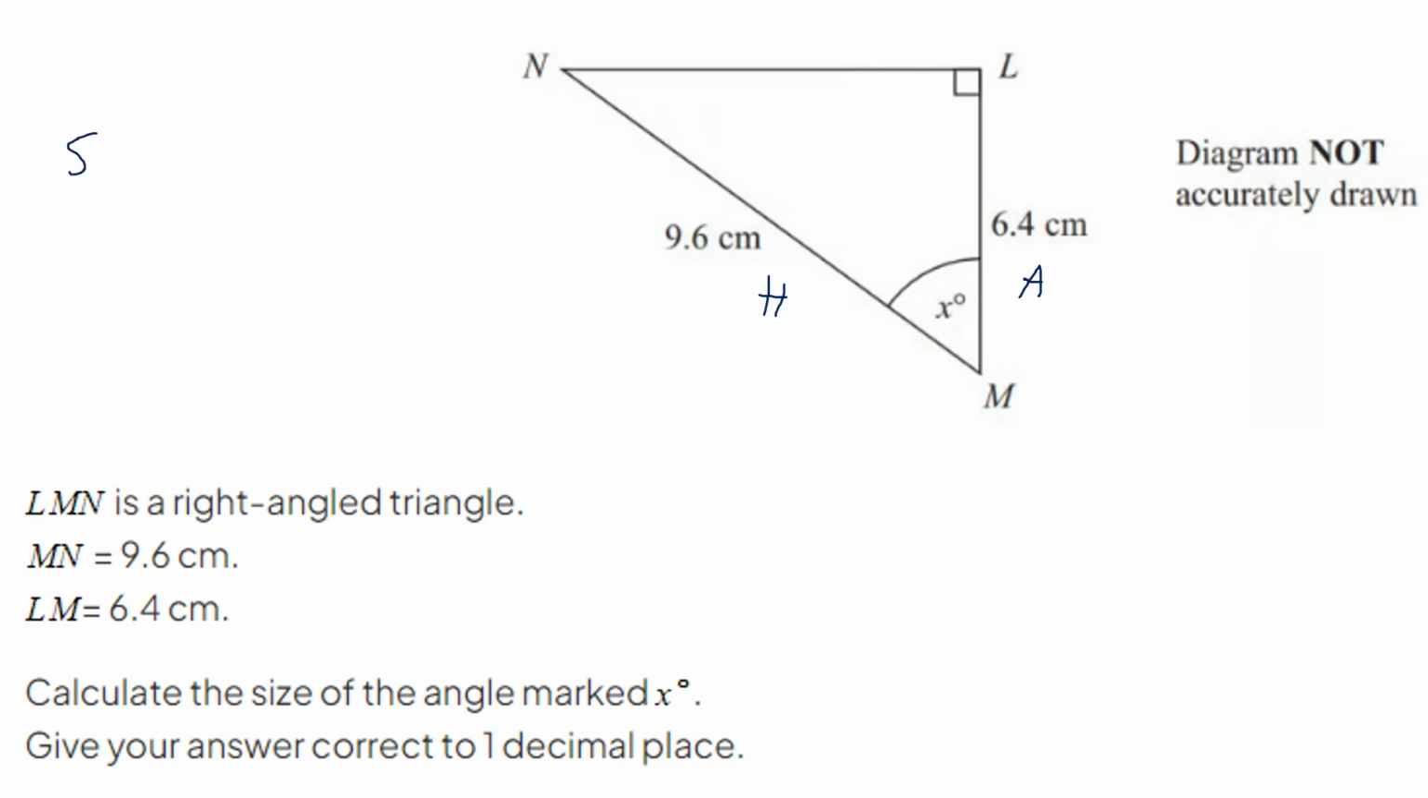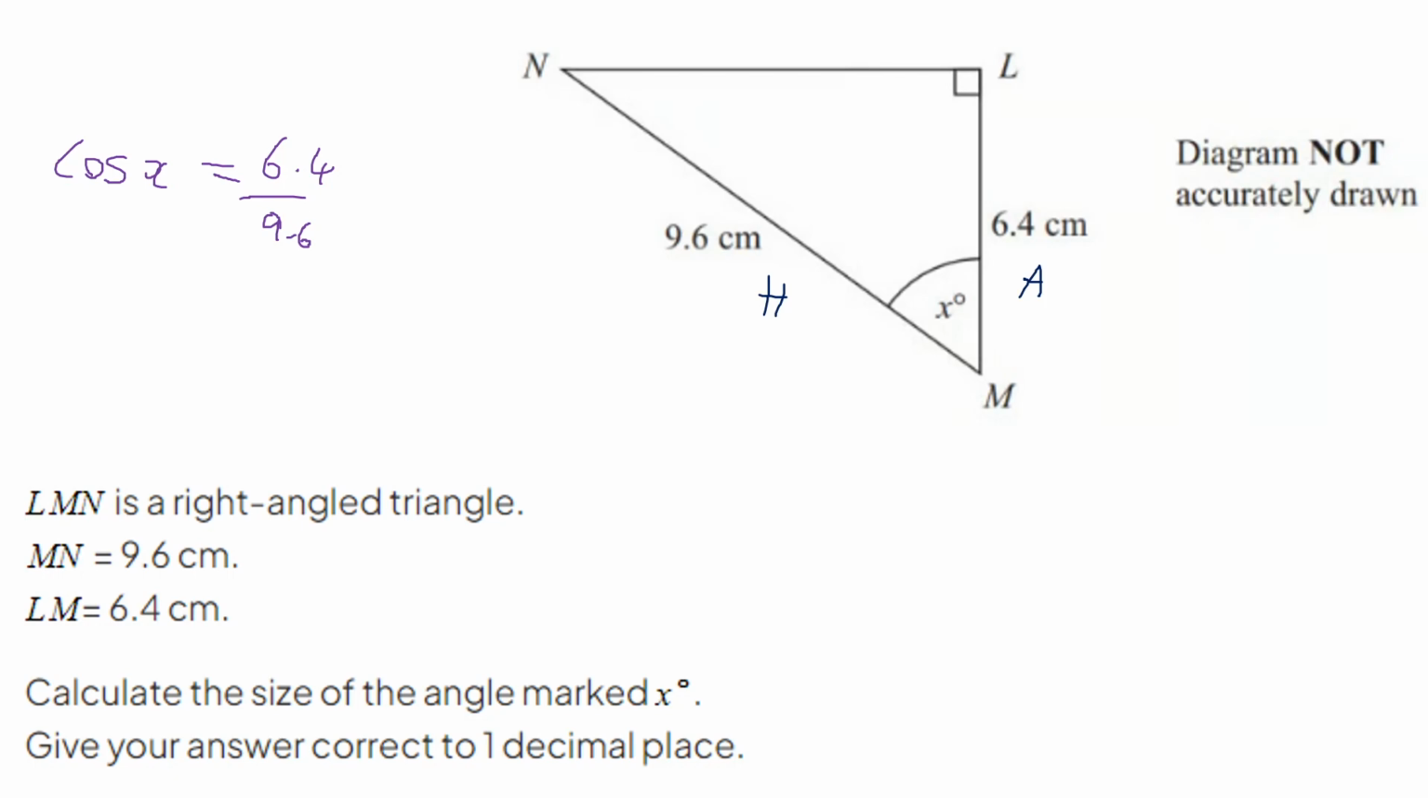Sine, no, we're not going to use sine. I just caught you out there. We're going to use cos. Cos x is equal to adjacent, which is 6.4, over 9.6, which is our hypotenuse. However, we need to make x the subject. We only have cos x.